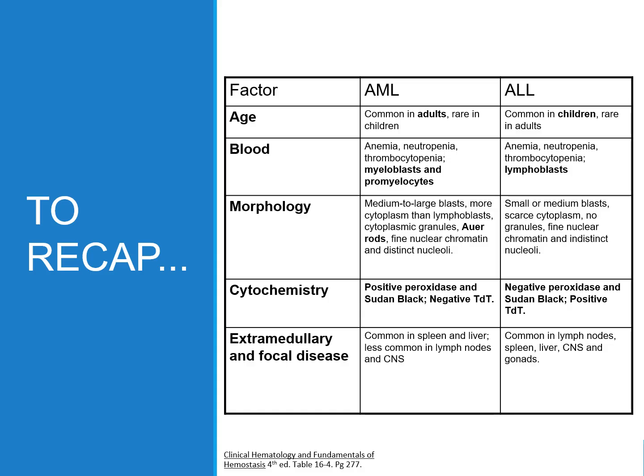With regard to our cytochemical staining, we are going to have a positive peroxidase or myeloperoxidase in AML. We will have a positive Sudan black B and then a negative TdT for AML. And then for ALL, we will have a negative myeloperoxidase and Sudan black and a positive TdT.